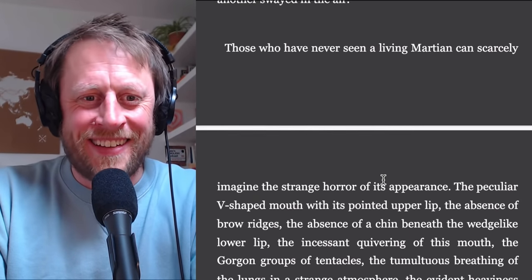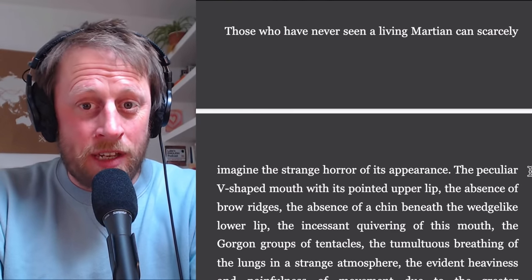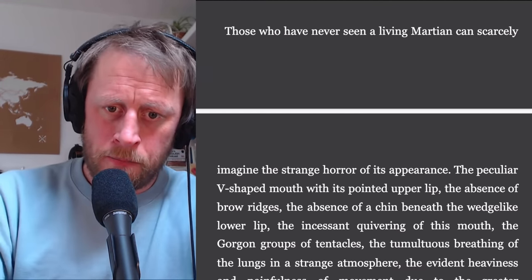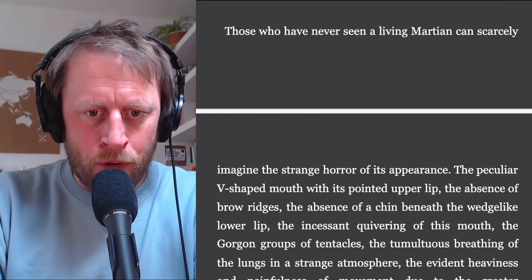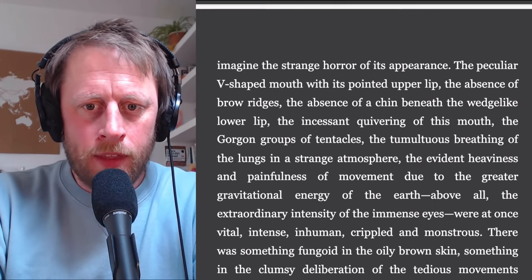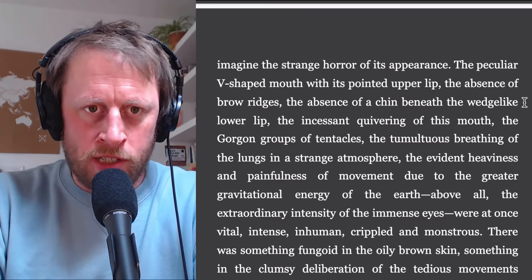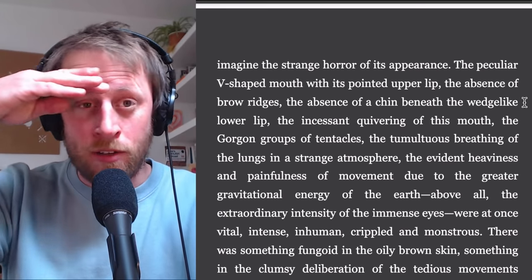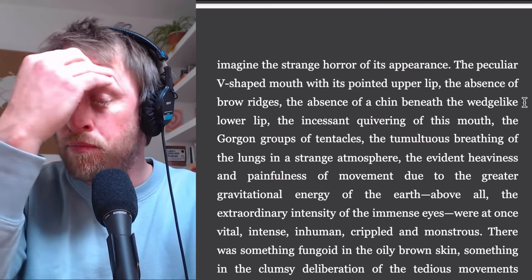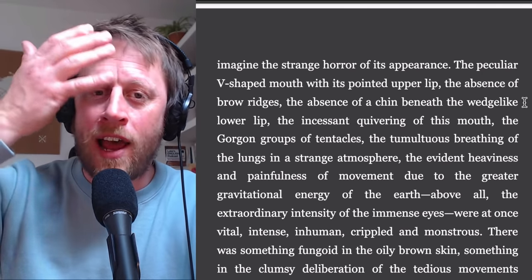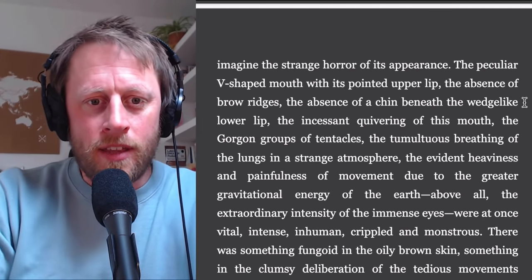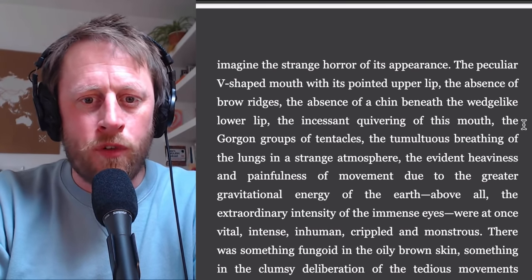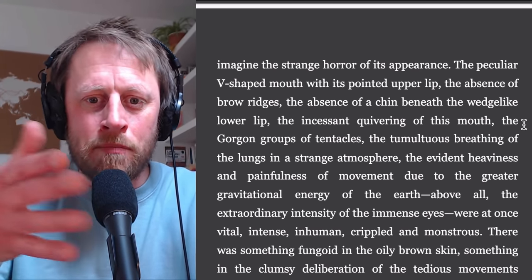Oh, my goodness. Those who've never seen a living Martian can scarcely imagine the strange horror of its appearance. The peculiar V-shaped mouth with its pointed upper lip. The absence of brow ridges. Your brow is basically the area above your eyes, your eyebrows, your forehead. No brow ridge, so just flat from the head, flat all the way over to the eyes. The absence of a chin beneath the wedge-like lower lip. The incessant quivering of its mouth. That's like shaking and moving quickly.